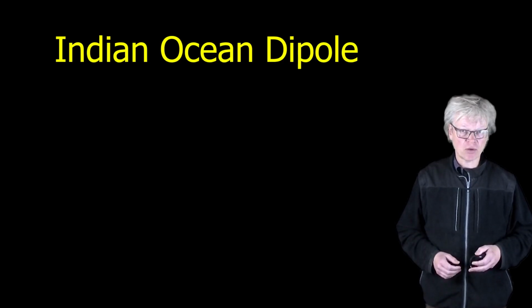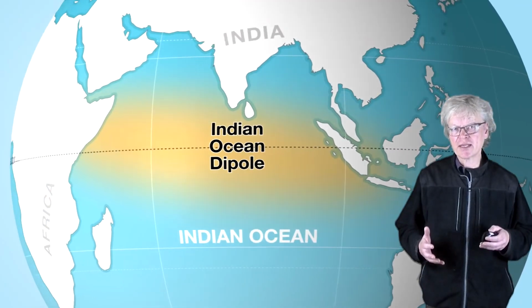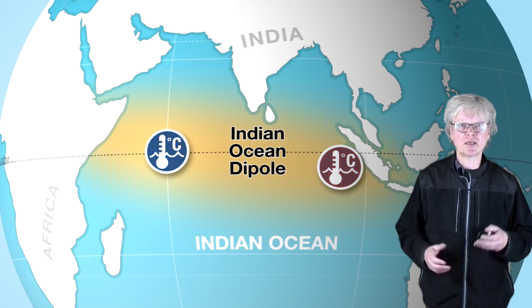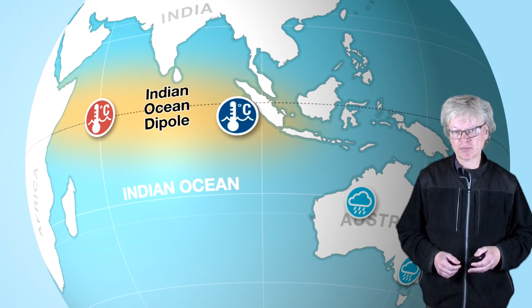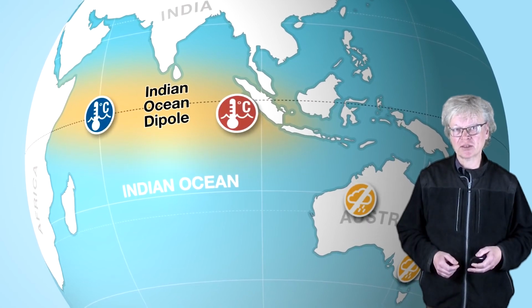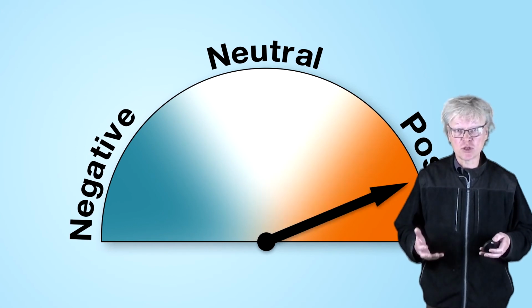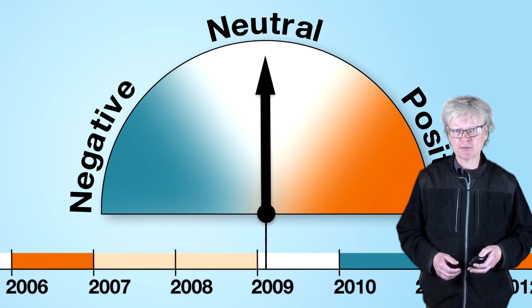The other large-scale process I'd like to look at is the Indian Ocean Dipole. And it's a similar sort of process. This refers to the year-to-year change in sea surface temperatures between the western and eastern parts of the Indian Ocean. And it too has a major effect on Australia's rainfall. So it varies between neutral, negative and positive, and it has about a 3 to 5 year cycle.